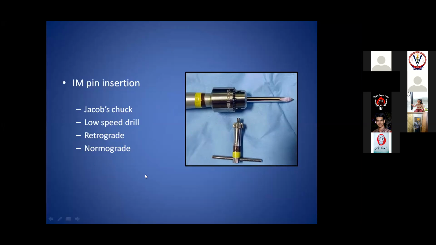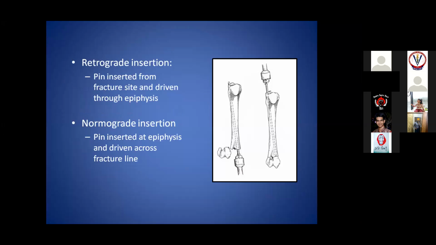And there are two different methods of doing an intramedullary pin. We call them retrograde and normograde. Retro, as the name indicates, means back, so we are entering from the back of the fracture. Normo means from the normal surface of the bone. Now see, this is the difference between a retrograde and a normograde.